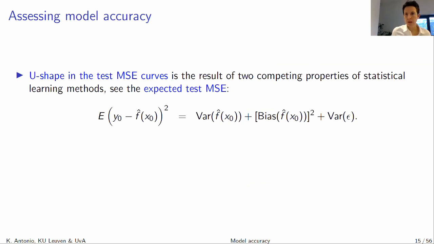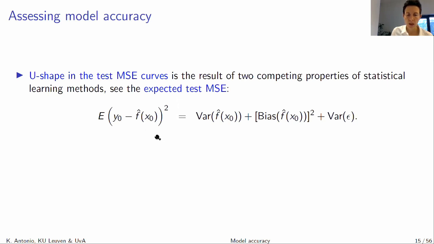So if we look at the shape that we see in these test, let's say, mean squared error curves, then we're typically going to recognize a U shape. We're going to see a few examples of that further on, and practice a little bit with recognizing the difference between overfitting, underfitting, and appropriate fitting, let's say. So the U shape that you see in your test mean squared error curves is going to be the result of two competing properties of statistical learning methods.